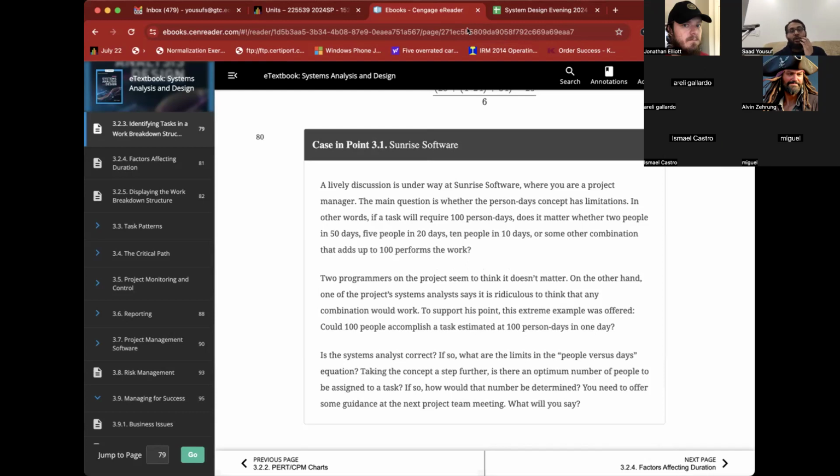Amruta is here. Okay. So what I would like you guys to do is I will put you in a breakout room for you to now discuss the Case in Point 3.1 Sunrise software. That's on page number 79. Case in Point 3.1. In the meanwhile, you get to that page number. Let me organize your breakout rooms.